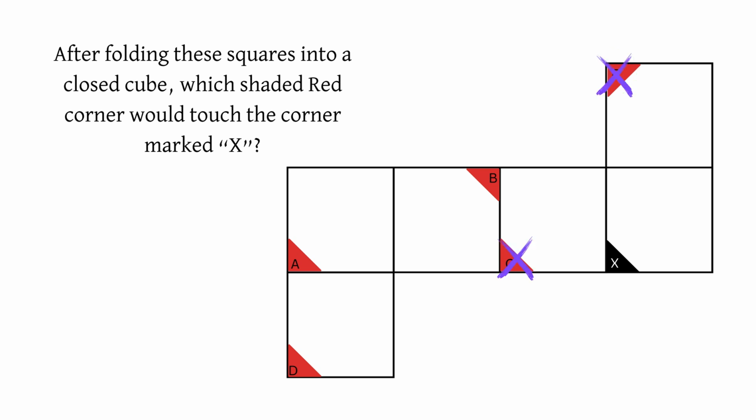At this point, if you don't see the answer, it's best to guess. Either option A, B, or D. You have a 33% chance of being right, and you don't lose points for being wrong. But the answer is option D.